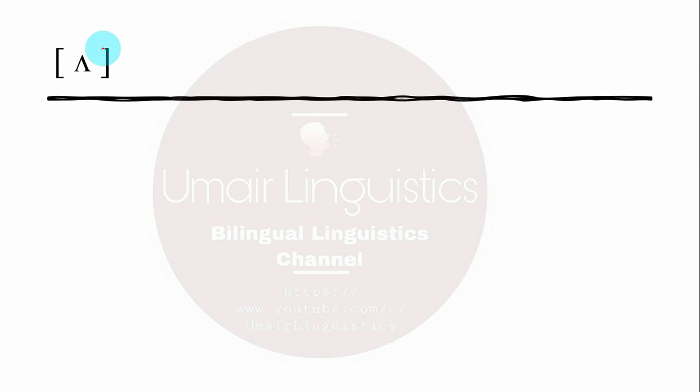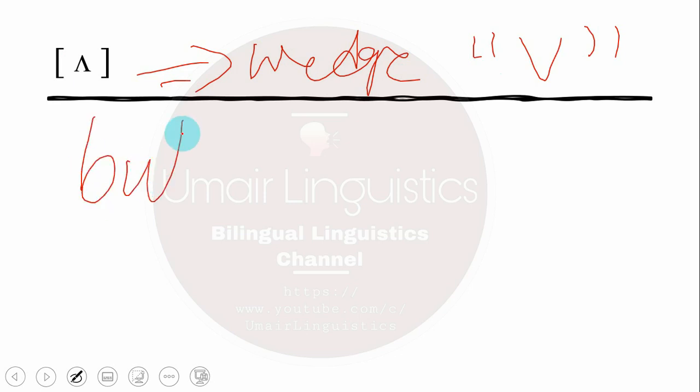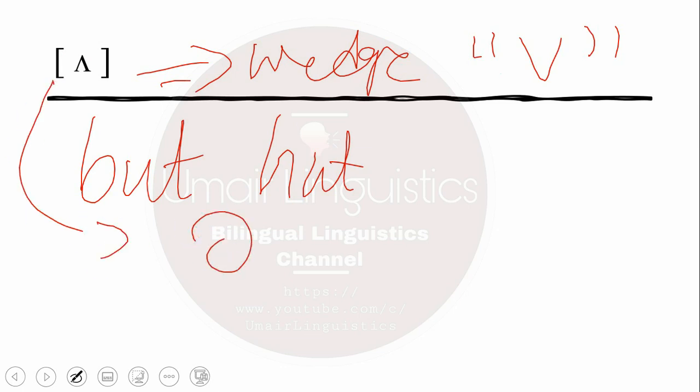The next vowel sound we are going to discuss is this one, which is sometimes also known as wedge. You can notice that it is the upside-down version of the letter V. It is the sound which is usually used in words like bud, hut. This sound is quite similar to schwa. Quite similar to schwa.